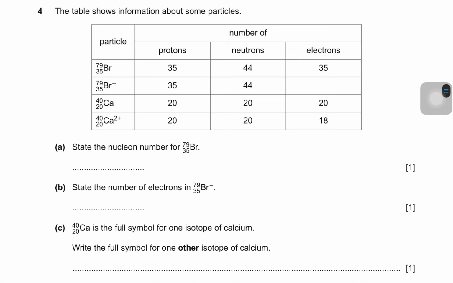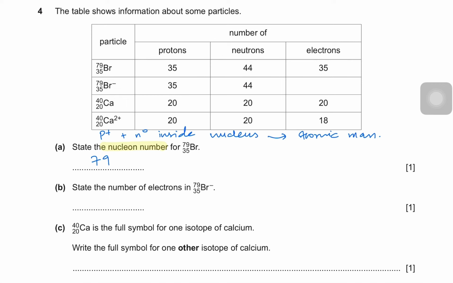The table shows information about some particles. State the nucleon number of bromine 35 79. What is nucleon number? Nucleon number means proton plus neutron inside nucleus. Nucleon number is another word for atomic mass, by the way. So it is obviously 79 because atomic mass and nucleon number is the same thing.